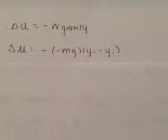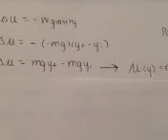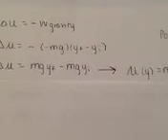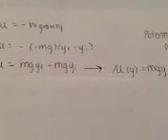The work done by gravity is negative because g equals negative 9.8. Therefore, when the equation is completed, the change in potential energy delta U equals mgyf minus mgyi, or mgy final minus mgy initial.